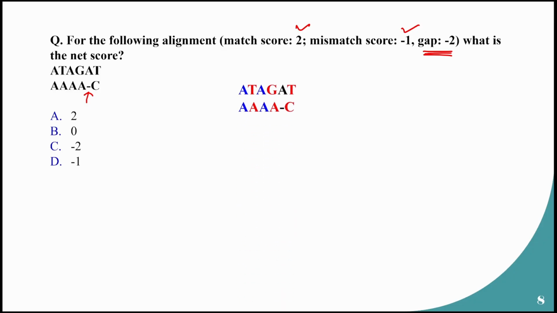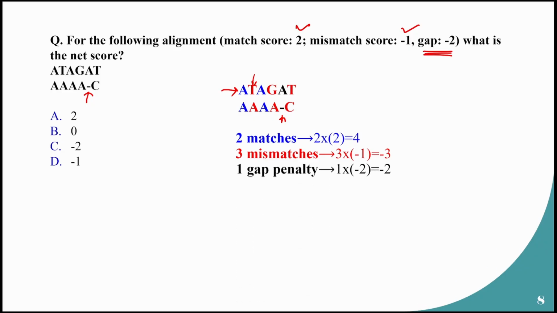So in this case, I see a lot of answers. I think D in the chat. What you do is first write down all of the characters, and then see wherever you have matches, mismatches, and gaps. For example, this one is a match, this would be a mismatch, this here is a gap. You have a total of 2 matches, so 2 matches times 2 is 4. You have 3 mismatches, so it will be -3 in total. You have 1 gap, so that's 1 gap penalty. The net score in this case was 4 minus 3 minus 2, which is -1, right? So the answer is D in this case.